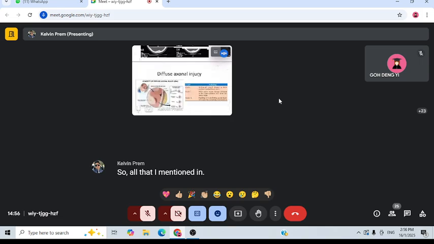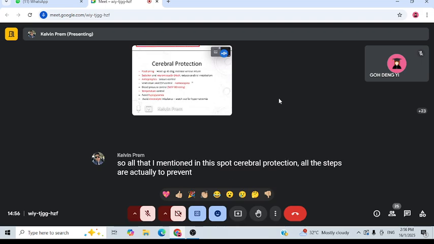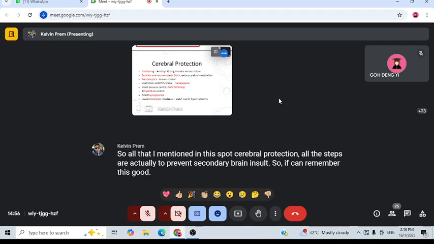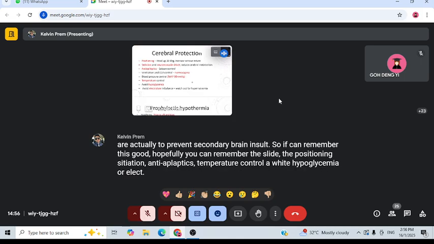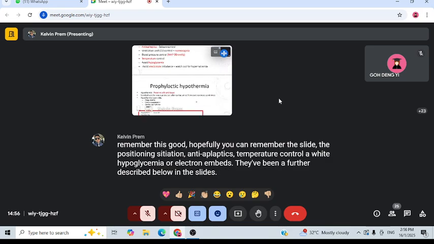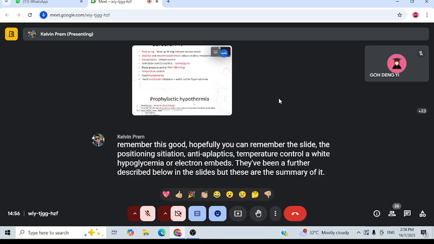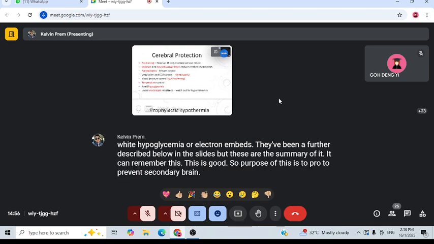So all that I've mentioned in this part, cerebral protection, all these steps are actually to prevent secondary brain insult. So if you can remember this, good. Hopefully you all can remember the slide: the positioning, sedation, anti-epileptics, temperature control, avoid hypoglycemia, and avoid electrolyte imbalance. They have been further described below in the slides, but this is the summary of it. If you can remember this, it is good. So the purpose of this is to prevent secondary brain insults.